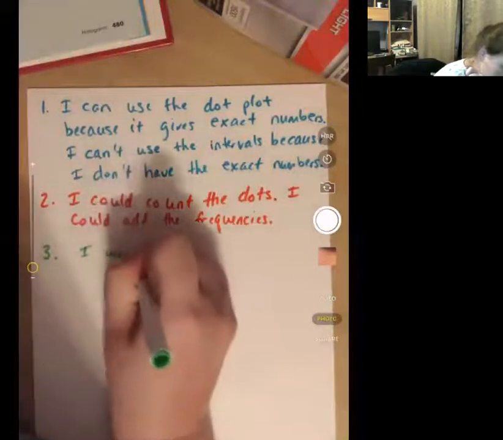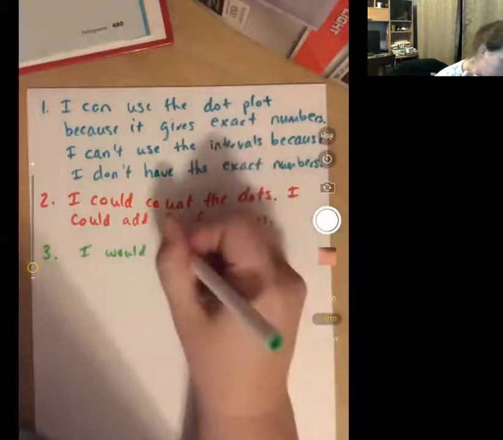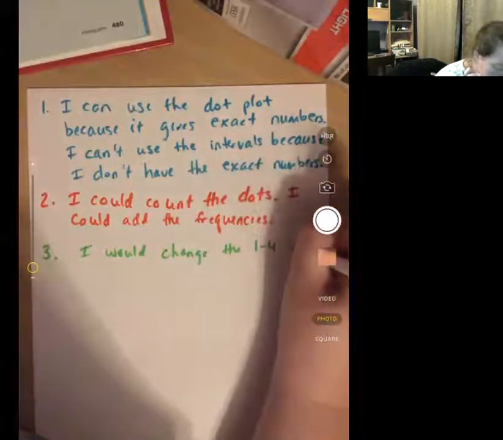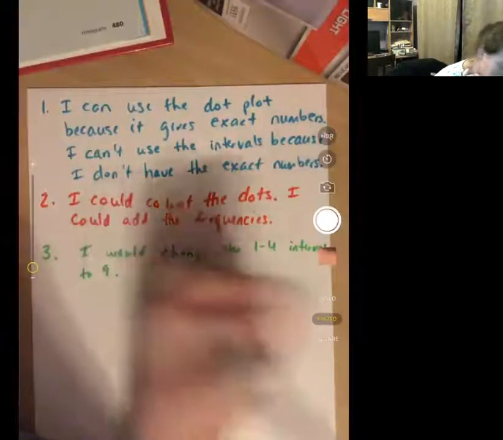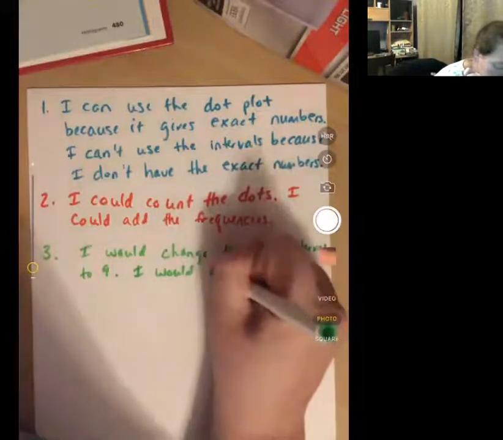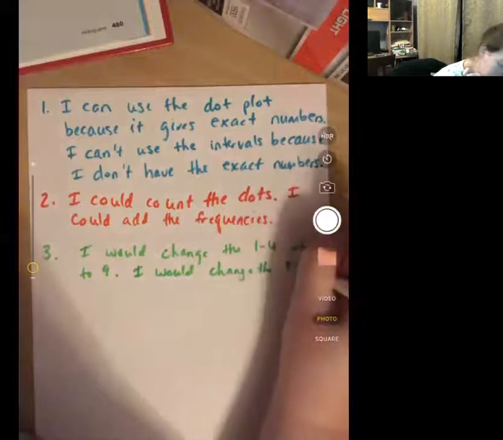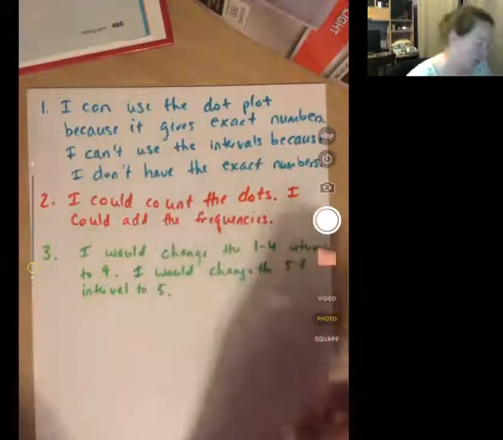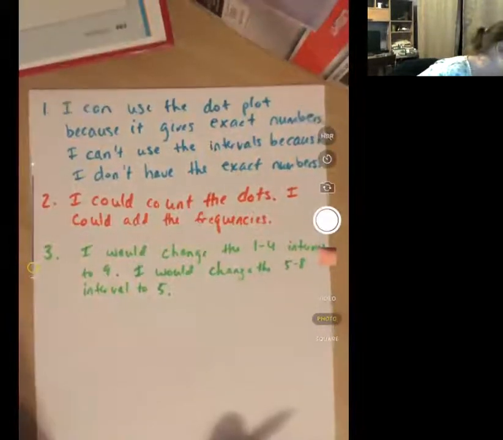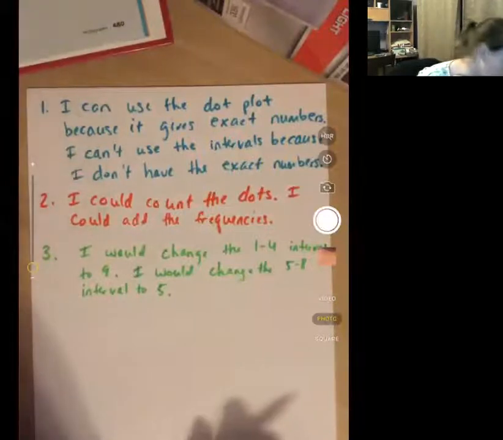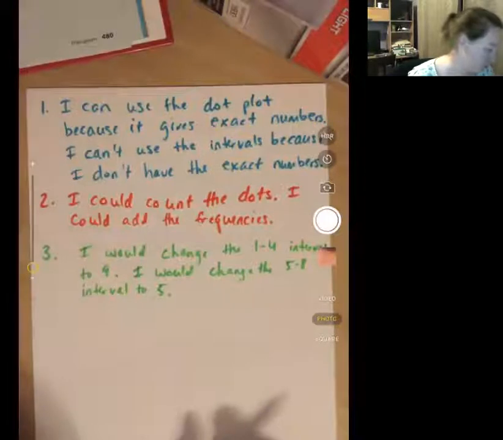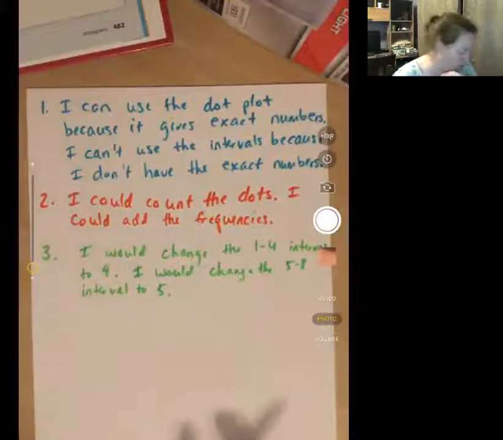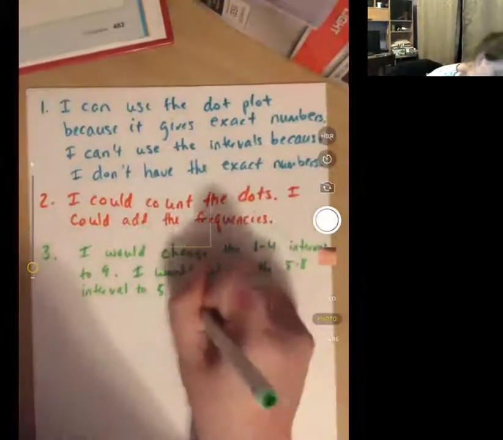So the 2 would go in with the 1 to 4 interval, which was at 8 to begin with. I would change the 1 to 4 interval to 9. I would change the 5 to 8 interval to 5. And what's the last value it wanted us to add in? It wanted us to add in 18. Really? I would make a new interval for 18.